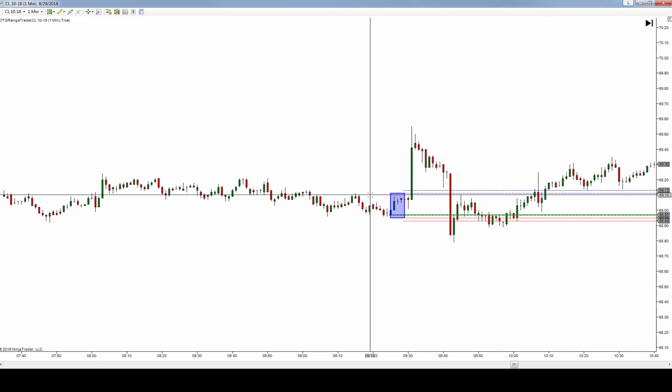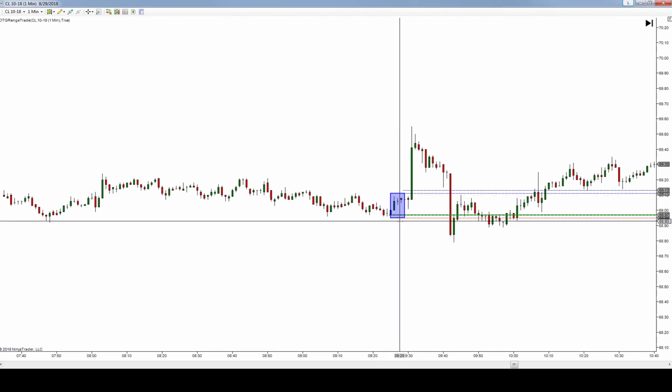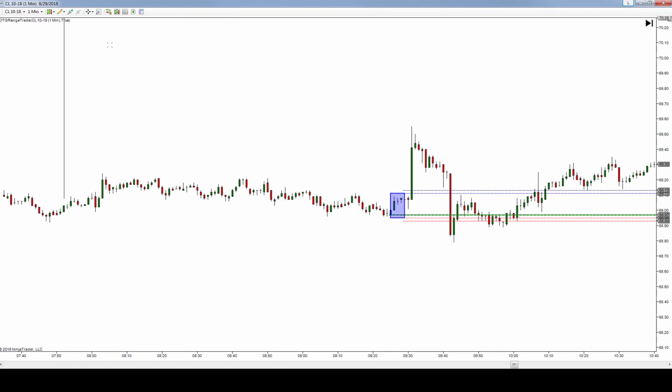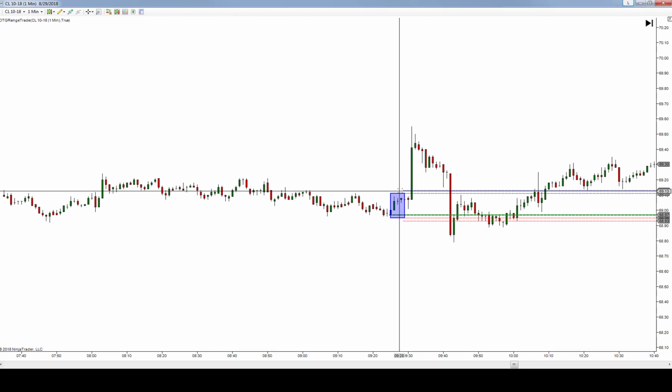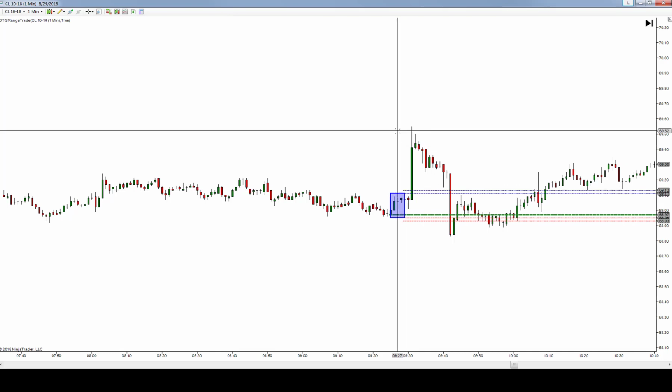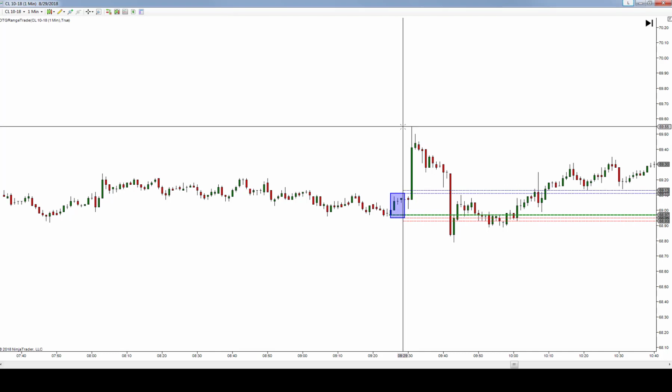And so again, you can see how the box formed around the 1-minute bars leading into the inventory number. You had a break 2 ticks above the top of the range. You had a breakout potential buy stop opportunity at 69.13, and the market rallied all the way up into 69.55.